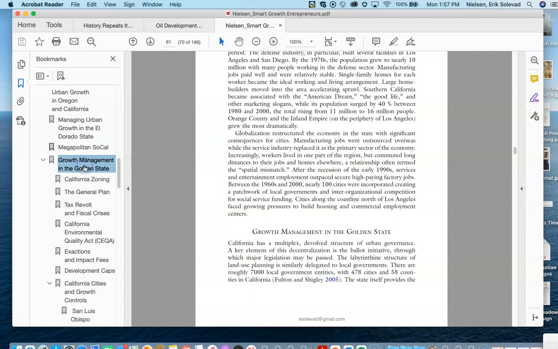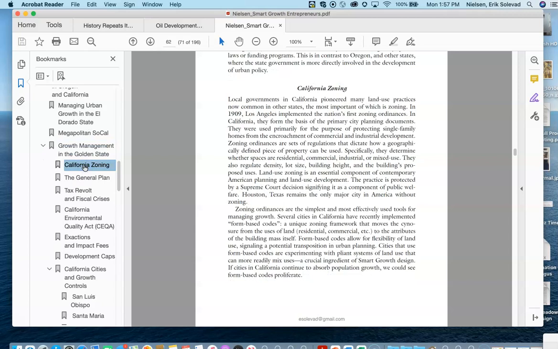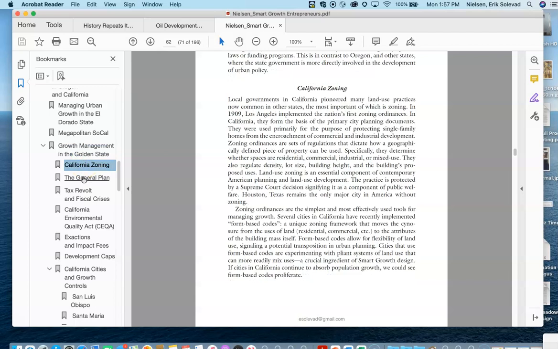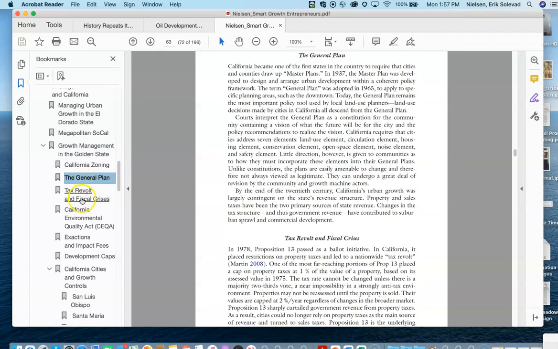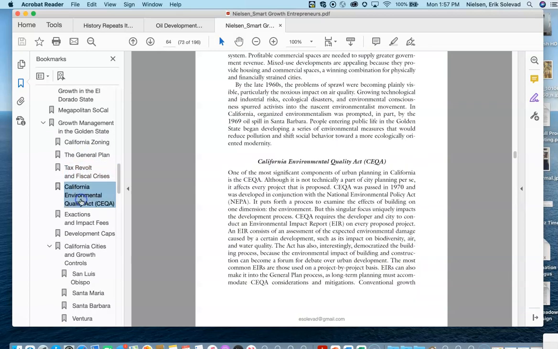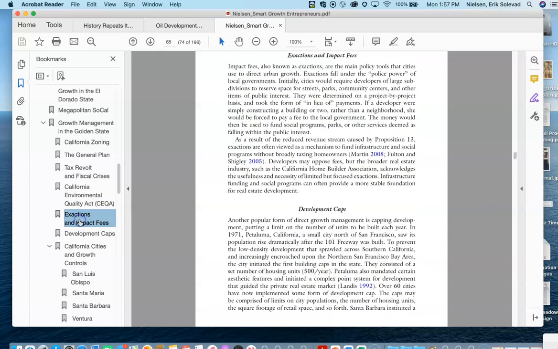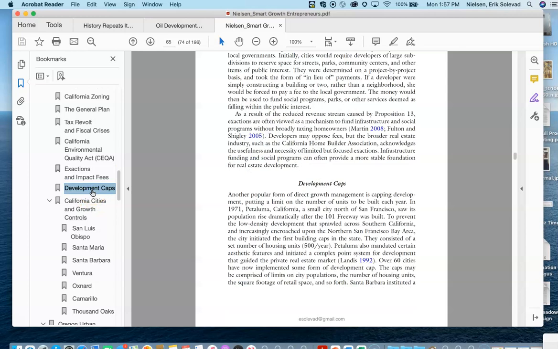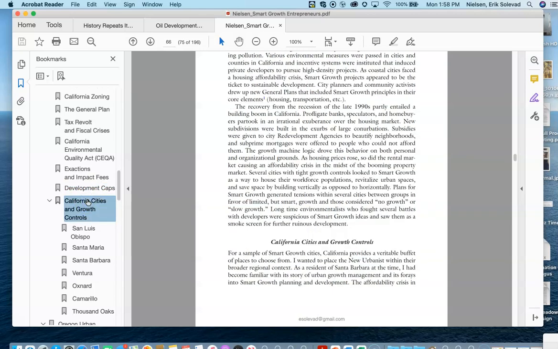They won't be the main focus, but I do have to talk about California growth management, and as you see beneath that, I've got a lot of different sections: zoning, the general plan, and the tax revolt and how that affects development. Then CEQA, the California Environmental Quality Act, what that meant, and exactions and impact fees, which were ways developed to raise money, and so on. These are different methods, different ways that governments can restrict growth, or manage growth at least.